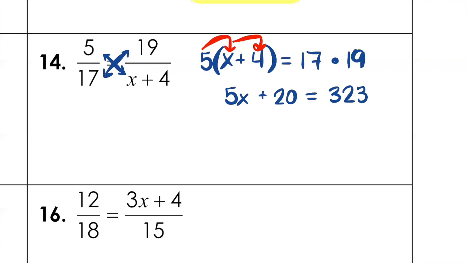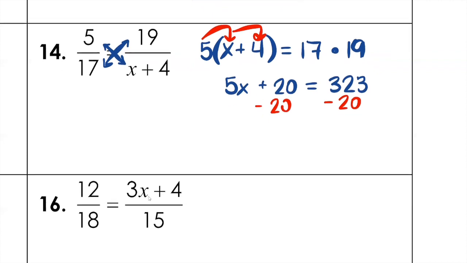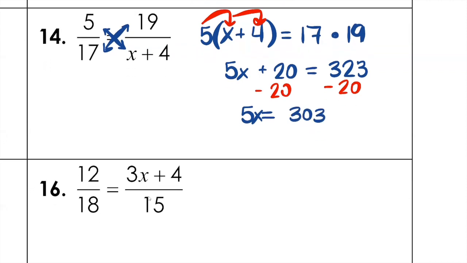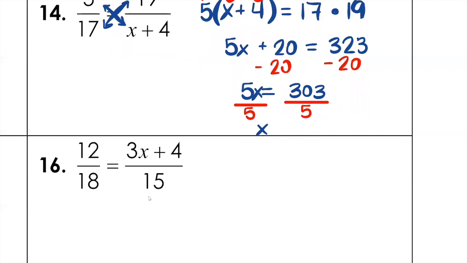Subtract 20 from both sides. 5x equals 303. Okay, I believe you. So divide both sides by 5. X equals some kind of decimal. 60.6. Thank you.